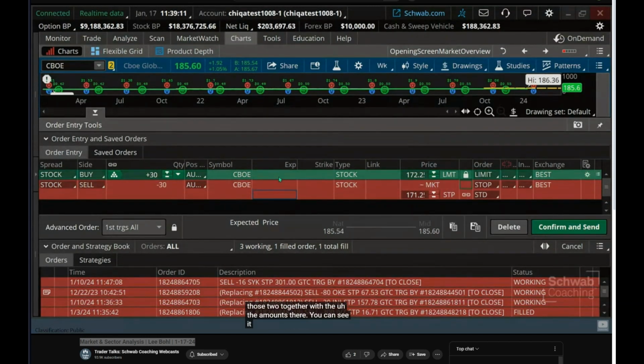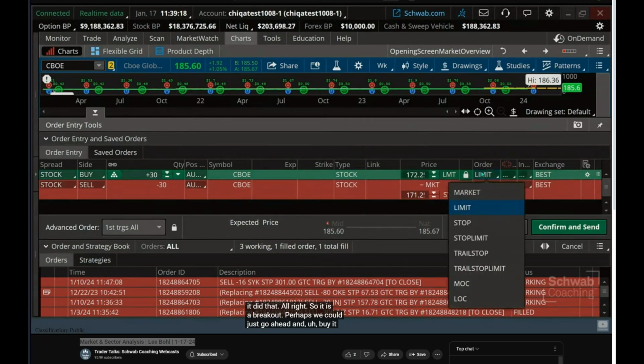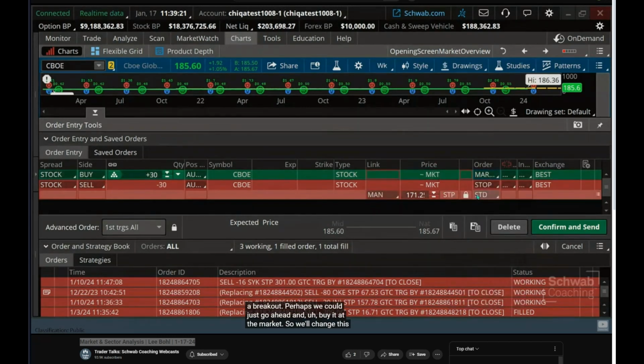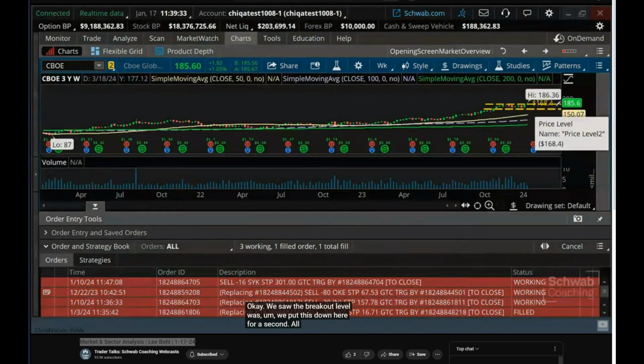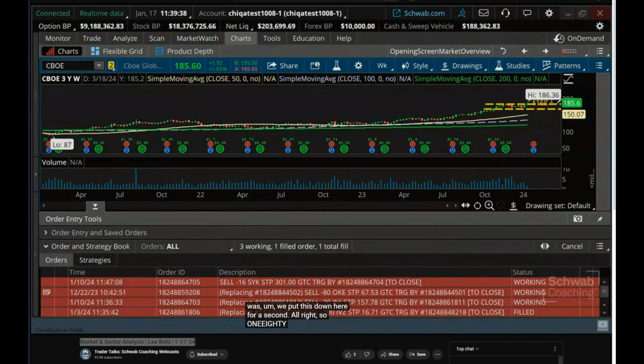All right, so it is a breakout. Perhaps we could just go ahead and buy it at the market. So we'll change this to a market order. Now, where would we put our stop? We saw the breakout level was, let me put this down here for a second. 183.31 was the breakout level, right? So we could put our stop maybe at 182, something like that.